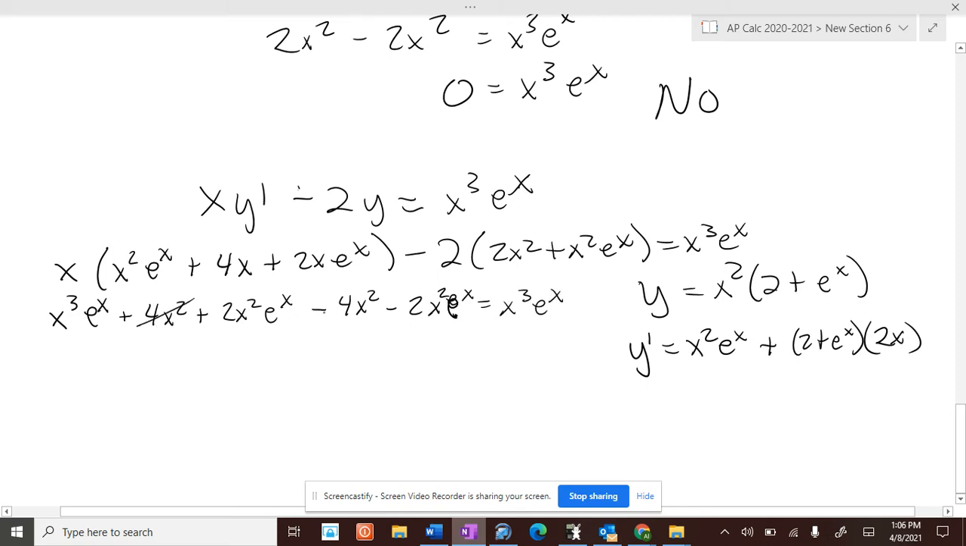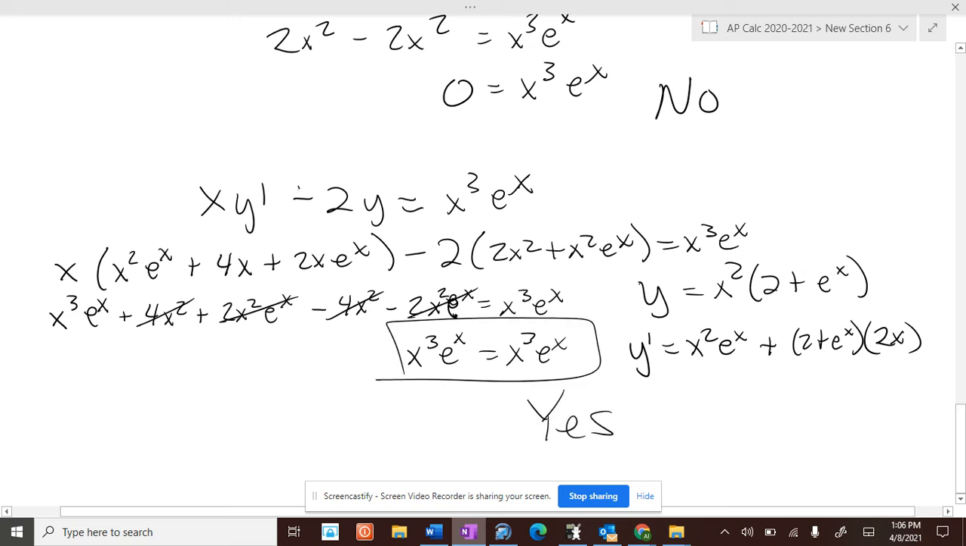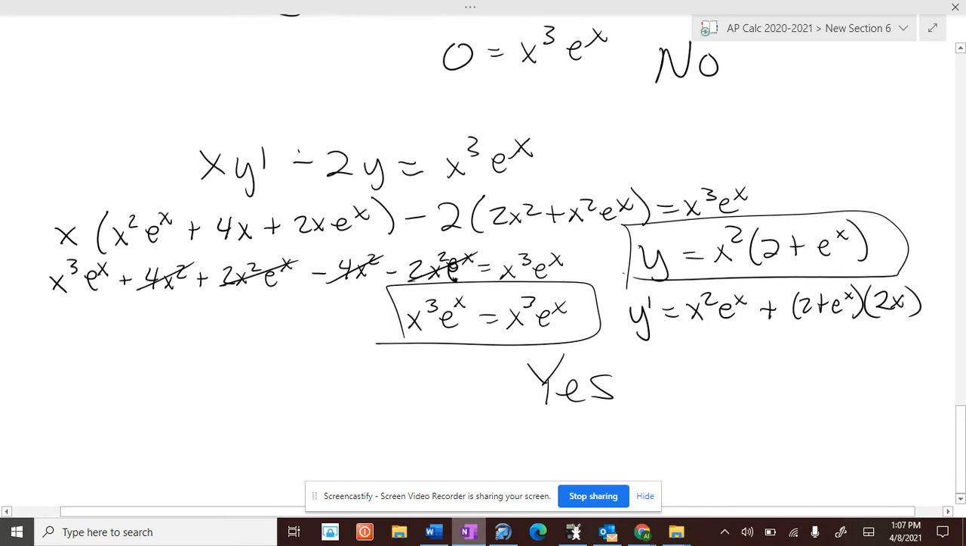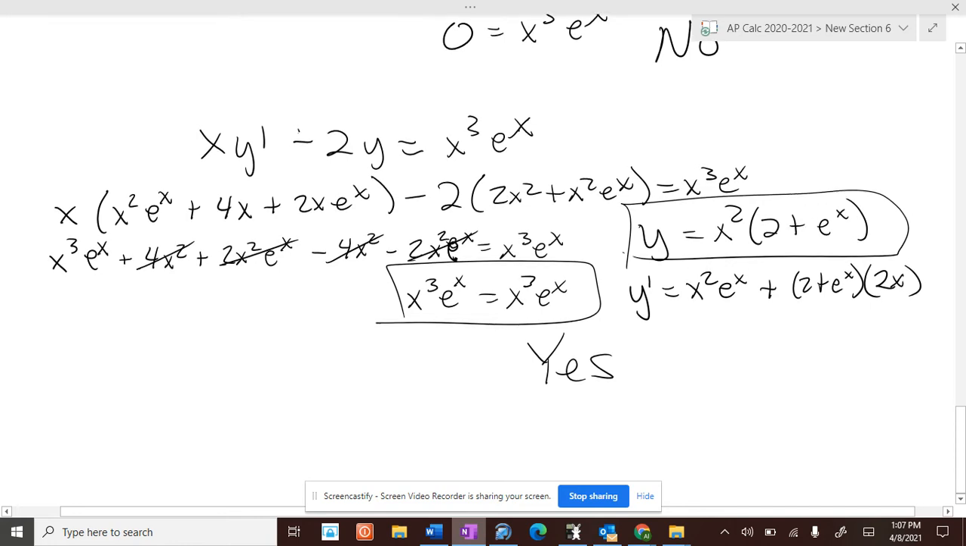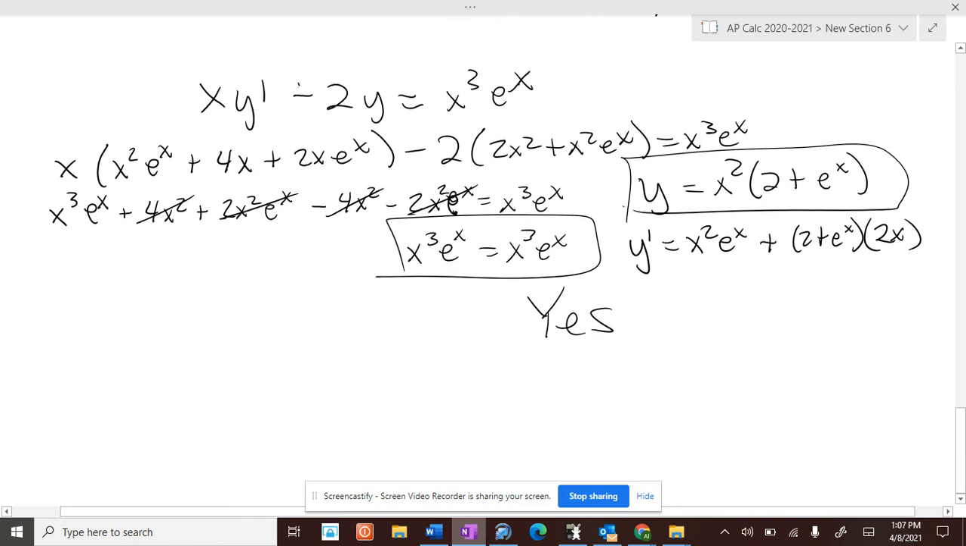Well, the 4x squared and the negative 4x squared cancel. The 2x squared e to the x and the negative 2x squared e to the x cancel. So we get x cubed e to the x equals x cubed e to the x. Yes, it is a solution. Okay. Now, let's do one for the same problem with a sine involved.